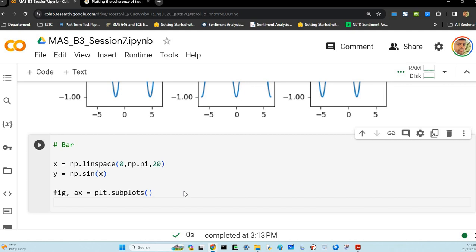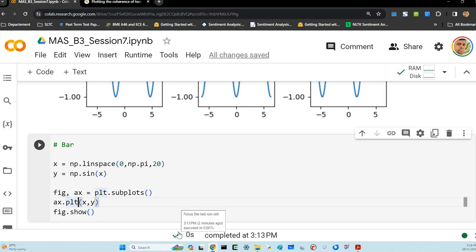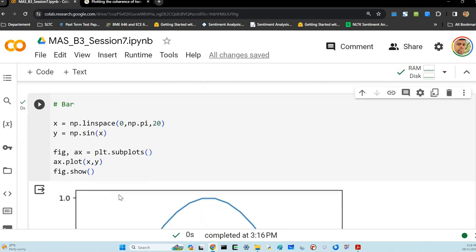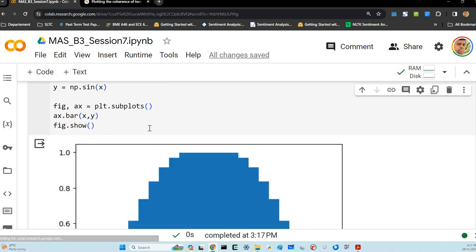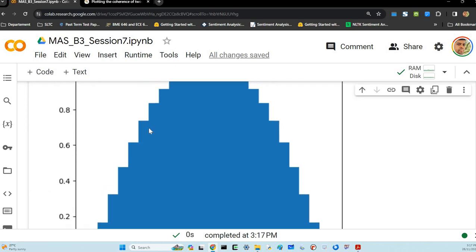Subplots command, and usually we use plot here, right? We use plot here. So instead of the plot command, put bar here. Usually if you put it like this, it will be a line graph, so just put bar. We'll create a bar graph like this.